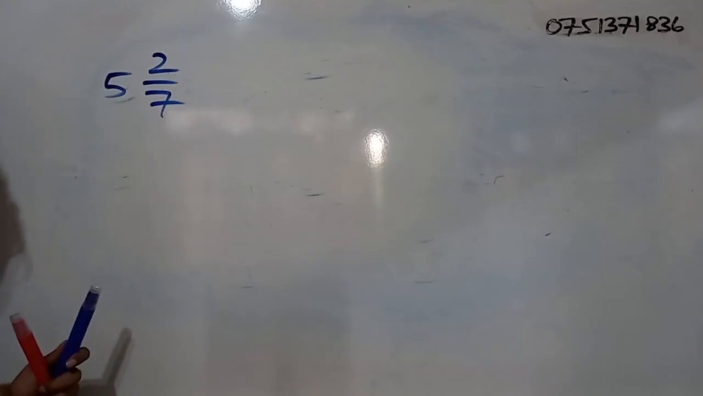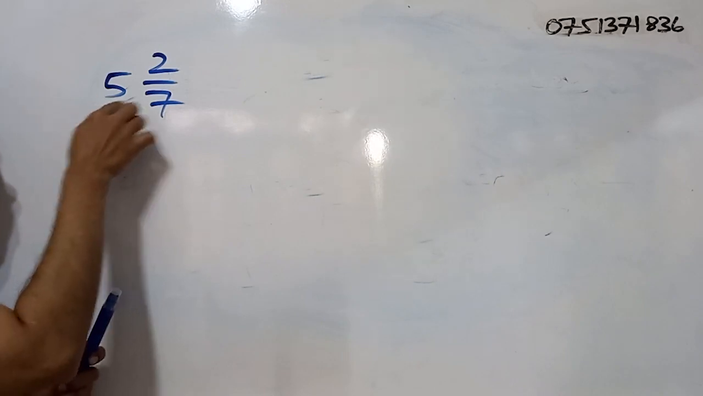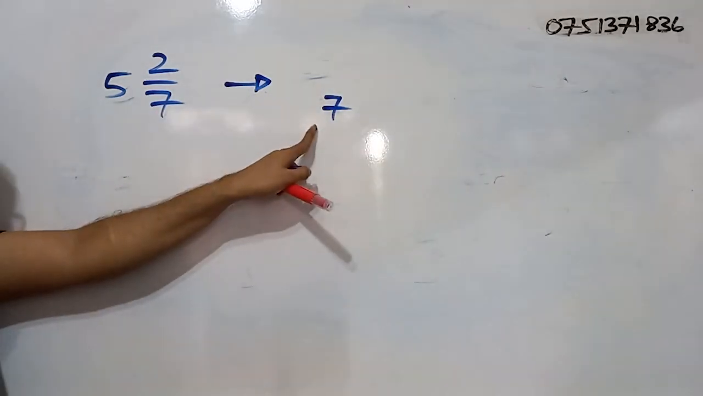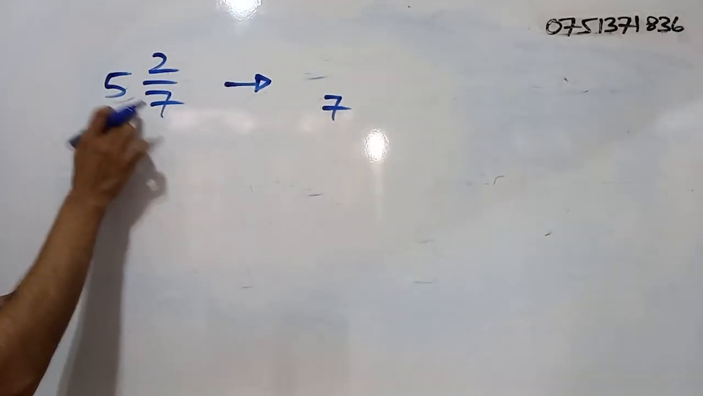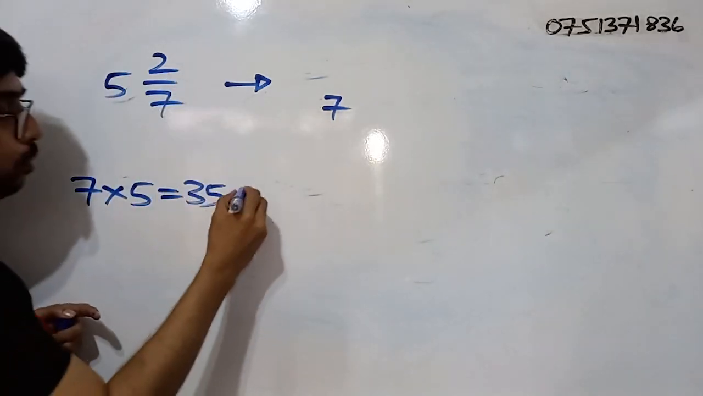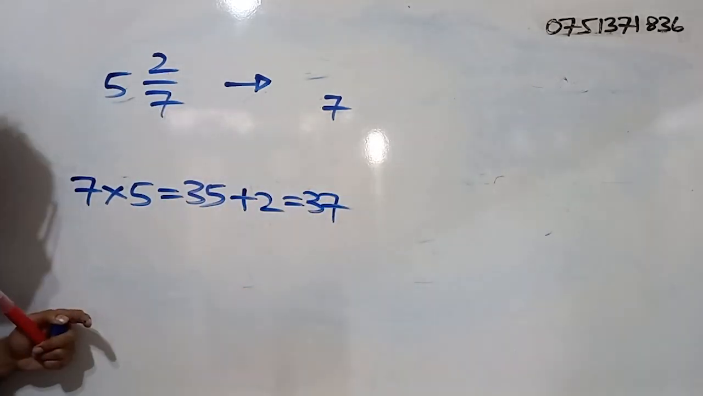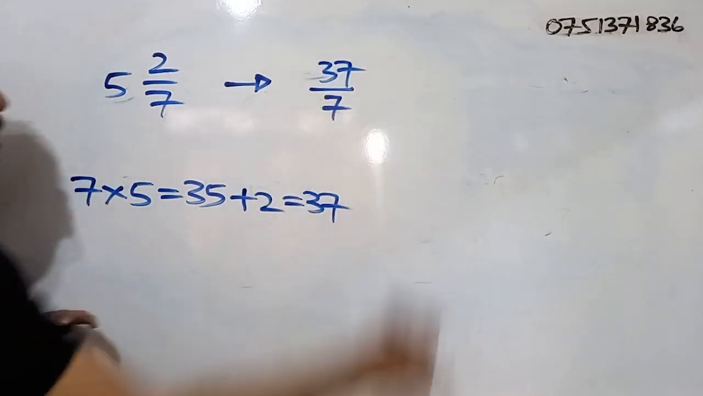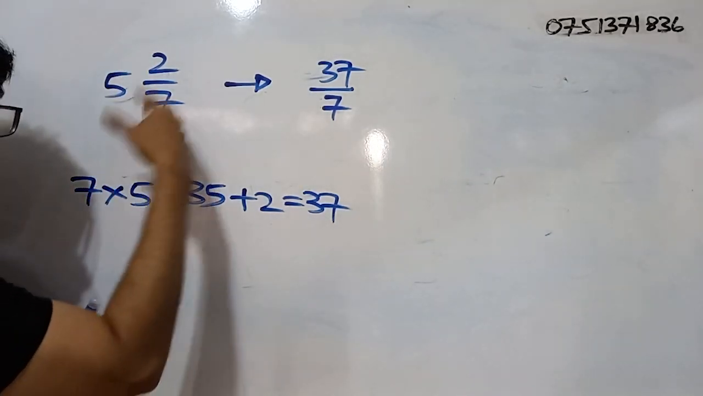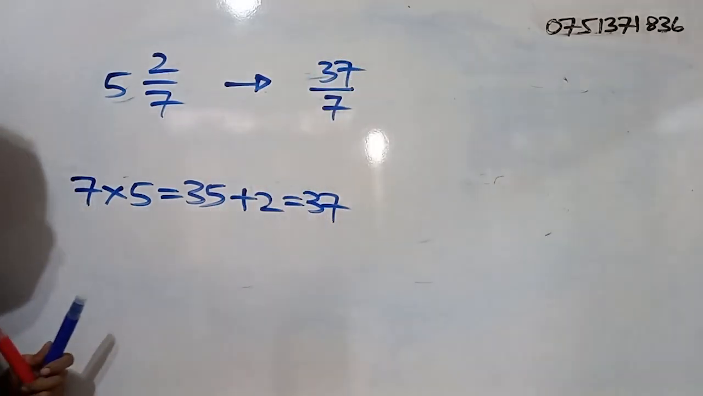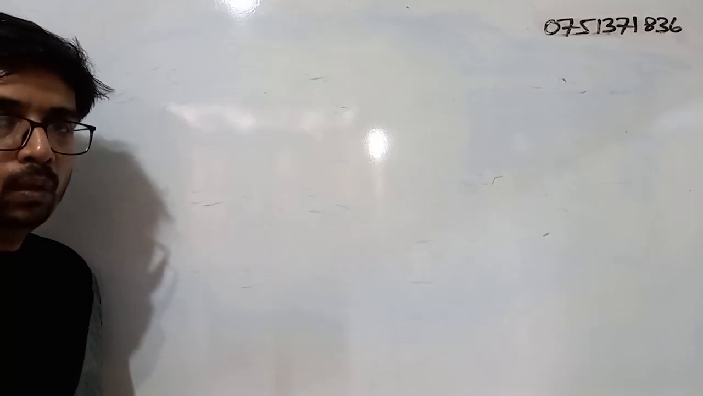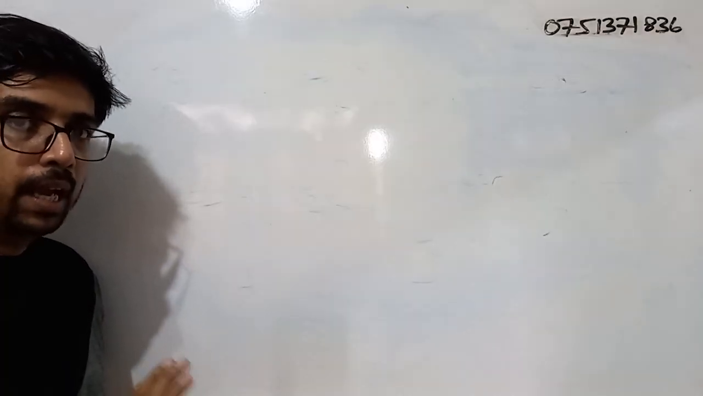So the next example. So what is this mixed number? 5 and 2 by 7. Okay, the denominator will be the same, which is 7. How do we get the numerator? 7, we have to multiply that by 5. 7 into 5 we get what? 35. To that we have to add the 2. So this becomes what? 37. So the numerator will be what? 37. That means when we convert 5 and 2 by 7 into its improper fraction, what do we get? 37 by 7. Okay, so now pause the video and complete exercise 1.